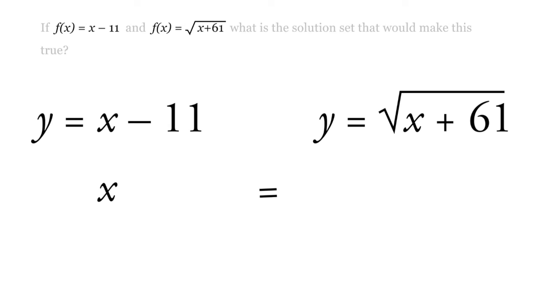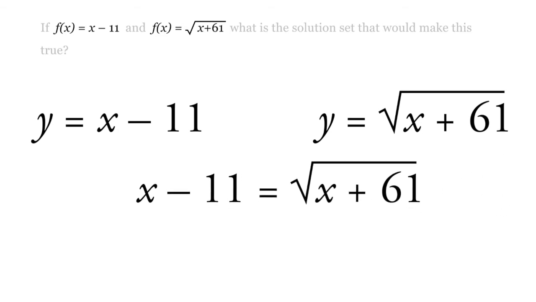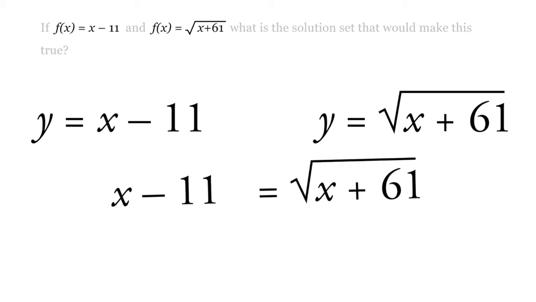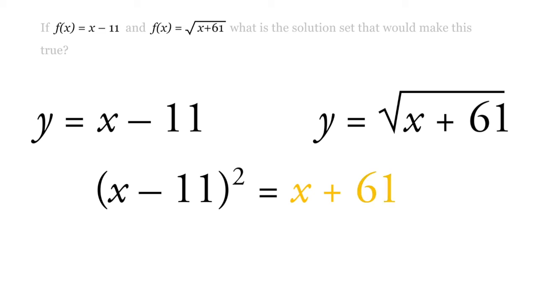We have that f of x, which is basically, we can call that y. So y equals x minus 11, and y equals the square root of x plus 61. So we know that x minus 11 is equal to the square root of x plus 61. And we can take that and square both sides. So we'll square this side and we'll square this side. So now this becomes (x minus 11) squared is equal to x plus 61.